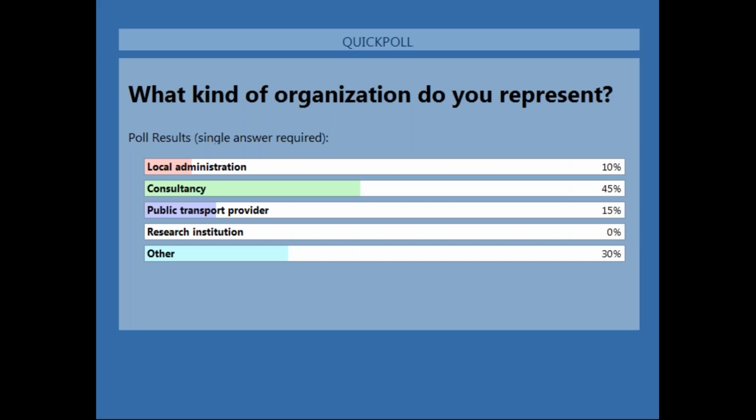So as you can see, we have quite a few people from consultancies. This is roughly 50% of all attendees. And then this is followed by other, which might be students maybe, but also NGOs. And then this is followed by public transport providers and local administrations. So we have quite a good mix of people here in the room.